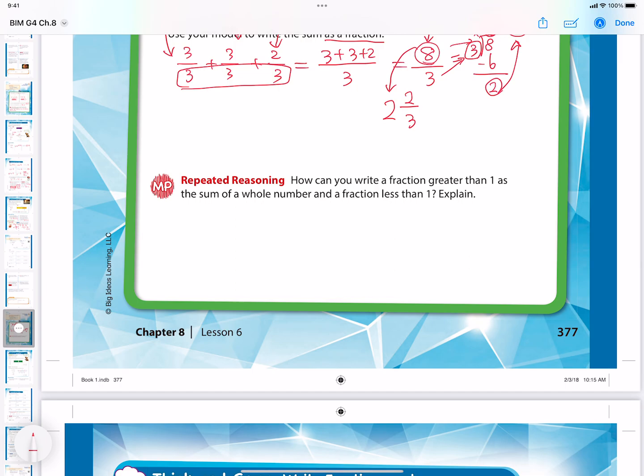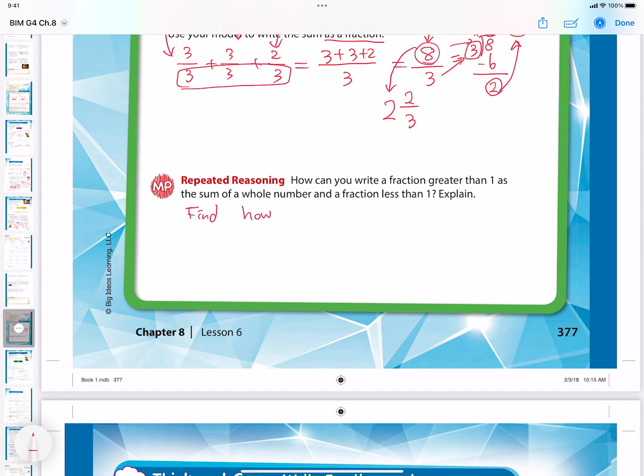How can you write a fraction greater than 1 as the sum of a whole number and a fraction less than 1? Explain. We just did it. We need to find how many wholes are in the fraction, and then write it as a whole number. Then write the remaining fraction. The remainder goes on top as the numerator, remember. I'm going to write it down.